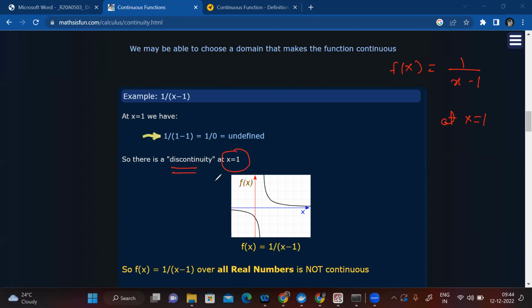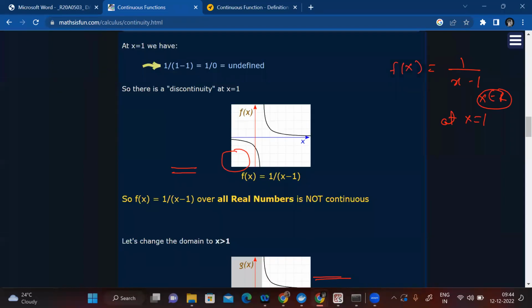Are you getting my point? You can take any real number. If you define the domain of this function as any real number, let's suppose x belongs to the real numbers, then this will be a discontinuous function. So how can you make it continuous? If I ignore x equal to 1, there might be no hole actually. So what do you mean by this?